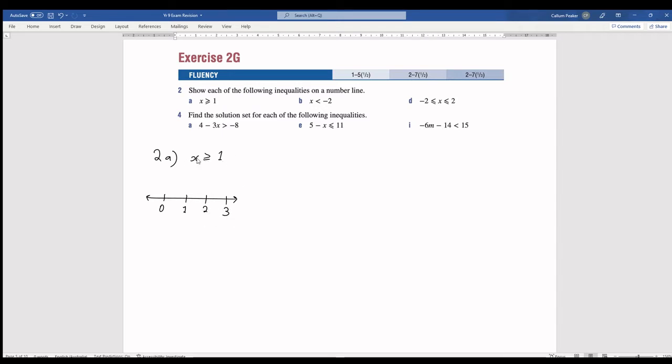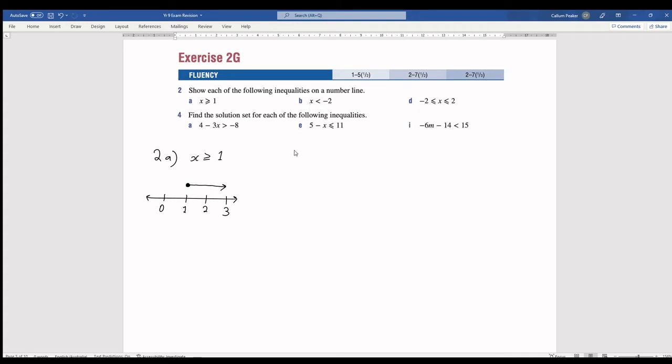And we know that x is greater than or equal to 1, which means x could be 1 as well. So I draw a filled in circle. So that's when it is greater than or equal to, we fill in the circle, and then there's an arrow pointing to the right, because it extends on forever in this direction.